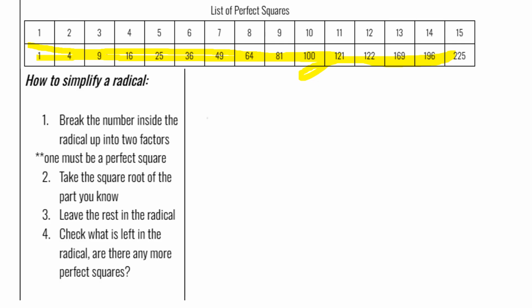So what you're going to do, if you have a radical, like for instance, the square root of 20, is take a look at this perfect square list and ask, what number is 20 evenly divisible by? But you want to find the largest number. So instead of looking at my chart this way, I look at it this way, because I want to find the biggest number that it's divisible by. If I go down this list, it's obviously not 49, 36, 25. It's not 16. 20 is not divisible by 9. Oh, but 20 is divisible by 4.